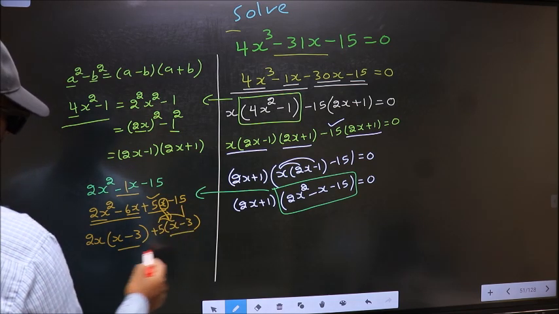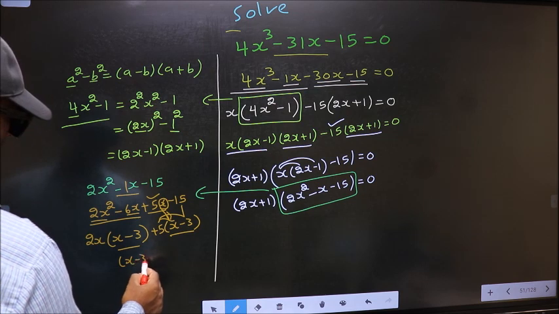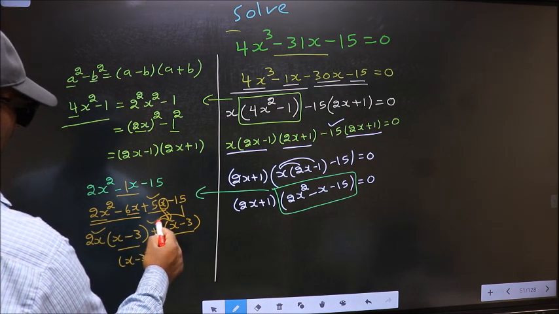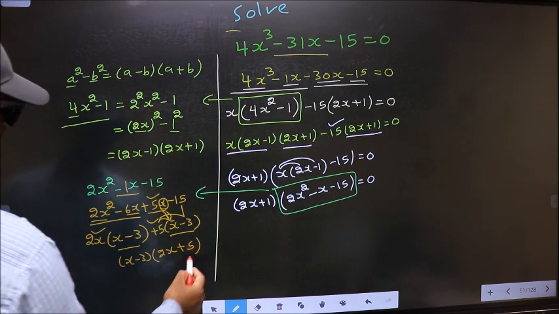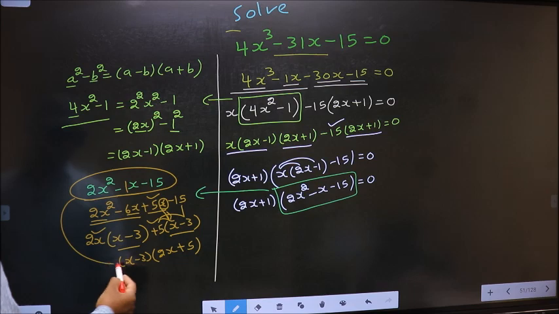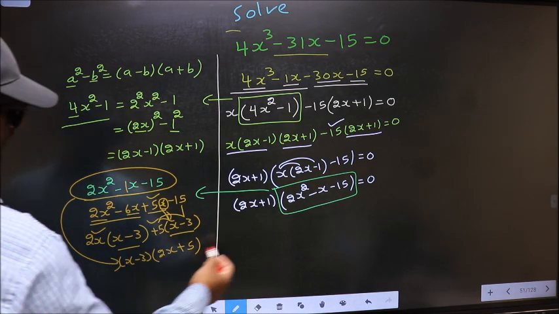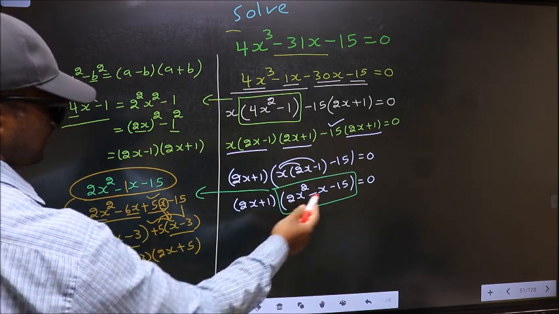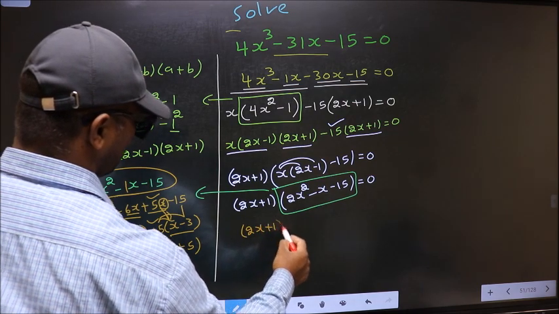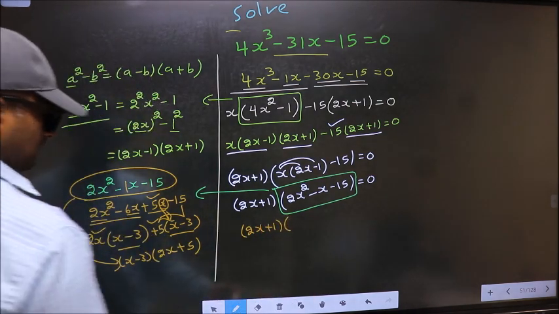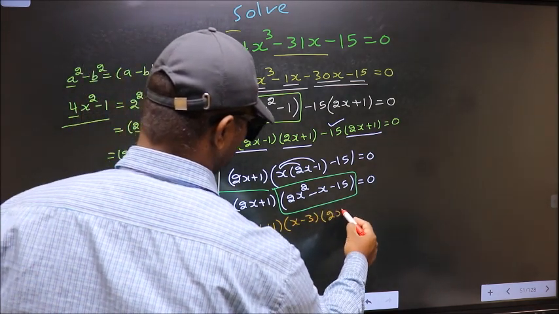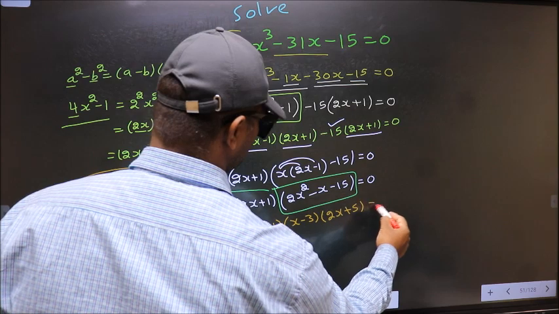Now take out x minus 3 common. So here we have 2x and here plus 5. Now in place of this quadratic we should write this over here. So this equation becomes 2x plus 1, x minus 3, 2x plus 5 equal to 0.